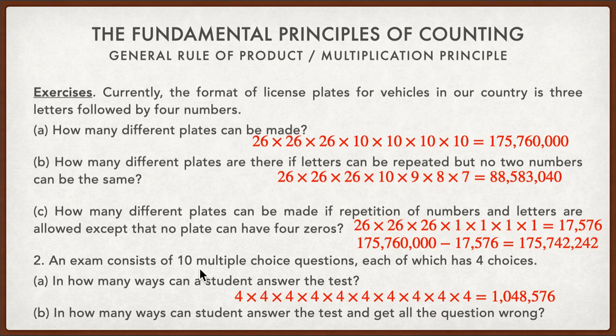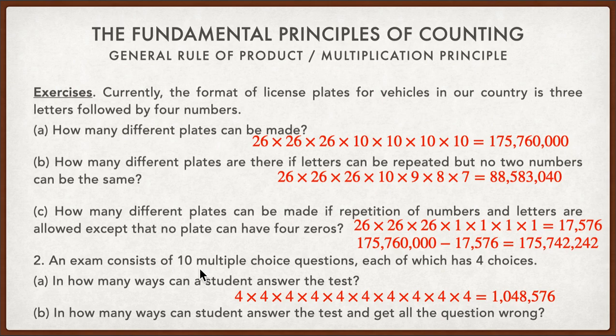Okay, now for letter B, in how many ways can a student answer the test and get all questions wrong? Now we want to get this perfect zero score of the student. First, we assume that in this test, there is only one answer for every item, and there are 3 wrong answers. So how can a student get all the wrong answers? For number 1, the student will not choose the right answer. So there is only one right answer, and there are 3 wrong answers.